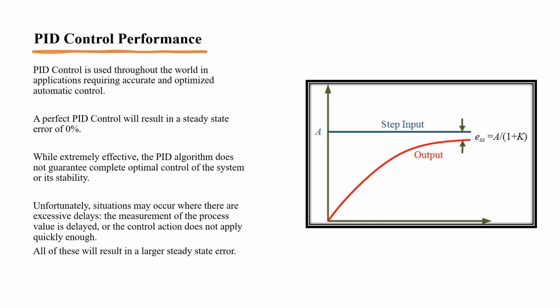PID control is used throughout the world in applications requiring accurate and optimized automatic control. An ideal or perfect PID control will result in a steady-state error of 0%. There are some issues with PID control, though. While extremely effective, the PID algorithm does not guarantee complete optimal control of the system or its stability. Unfortunately, there are situations that may occur where there are excessive delays in the system. All of these will result in larger steady-state errors and an imperfect PID control system.